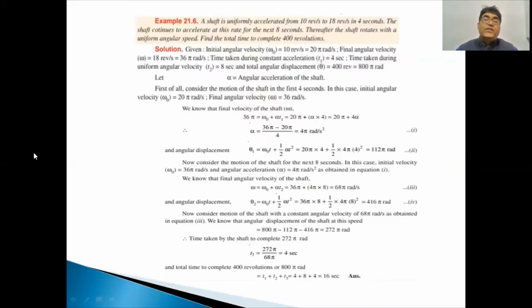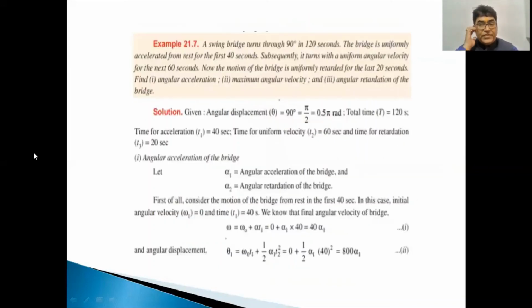I am giving you question number 21.6 as an assignment, so that you should try it on your own. And also there is question number 7, which you should also try.